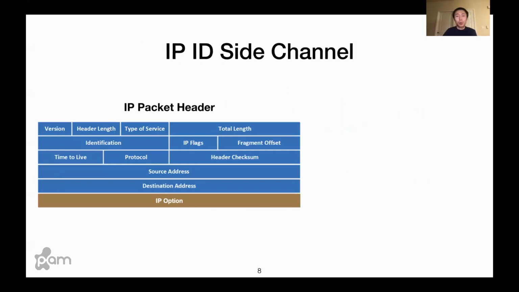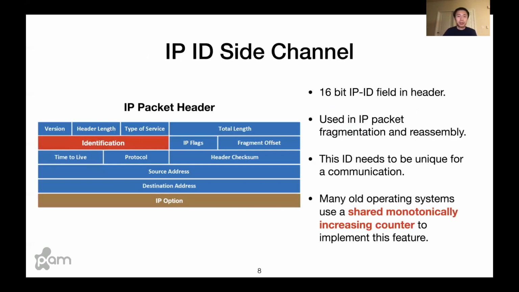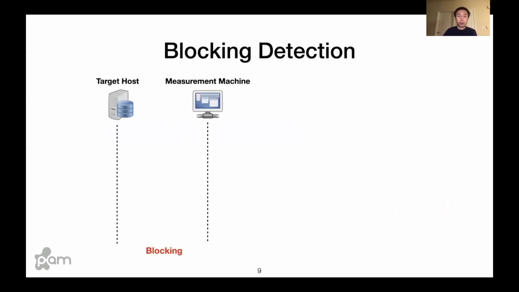So here we use an old technique, the IPID side channel. IPID is a 16-bit field in the IP packet header. It is used in IP packet fragmentation and reassembly. And as you can see, they need to be unique throughout a communication. Many old operating systems use a shared monotonically increasing counter to implement this feature. And this side channel gave us an opportunity to measure the blocking.